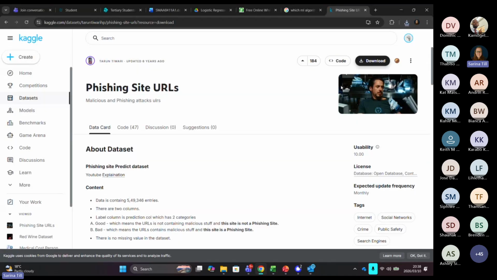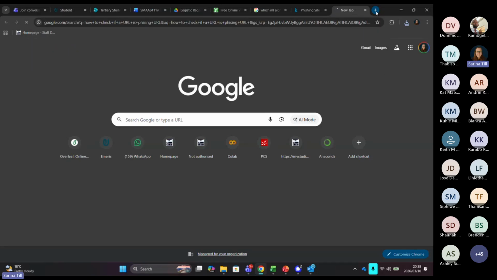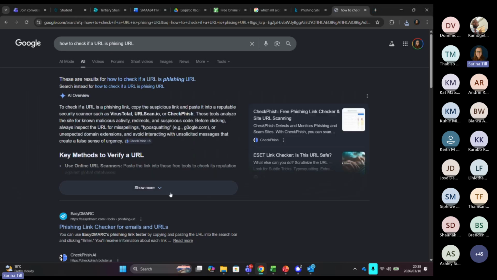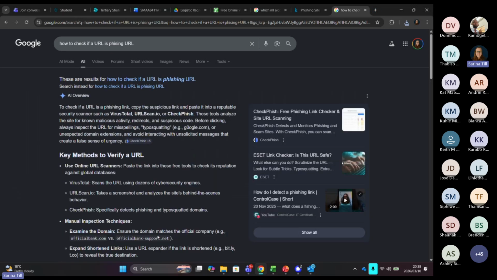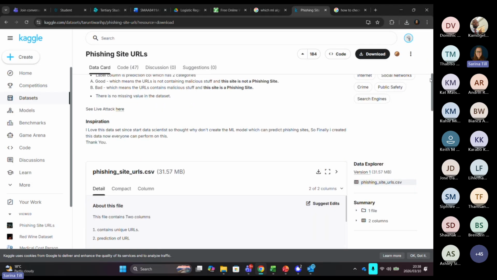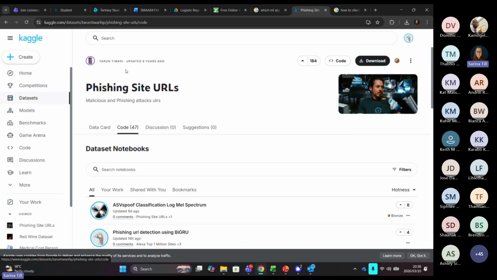So then I'm going to search how to check if a URL is a phishing URL, because I don't actually know. Estimate the domain, expand the shortened list. But there are ways to check if a URL is a phishing URL. Okay, so good means it doesn't contain malicious stuff. Bad means it contains malicious stuff. And then there will be examples. So let's go look for a code example.